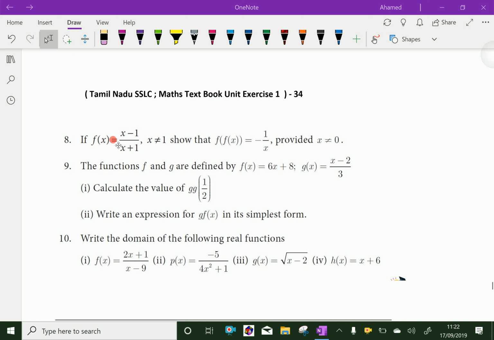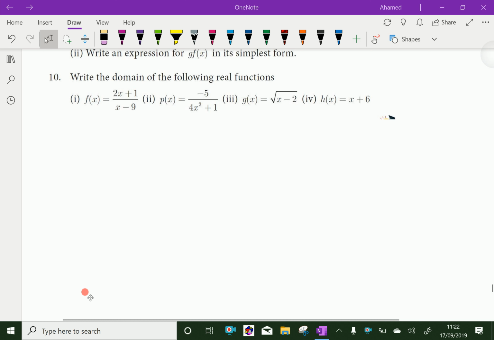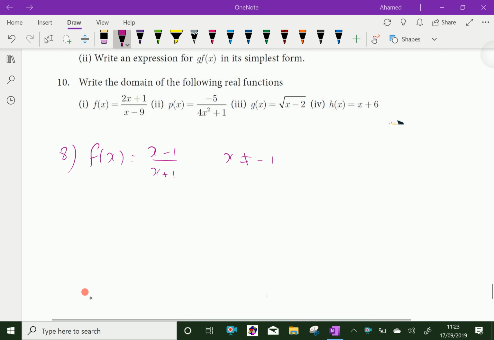If f of x equals x minus 1 over x plus 1, where x is not equal to minus 1, show that f of f of x equals minus 1 over x, provided x is not equal to 0. Now, question number 8. The given function is f of x equals x minus 1 over x plus 1, where x is not equal to minus 1.